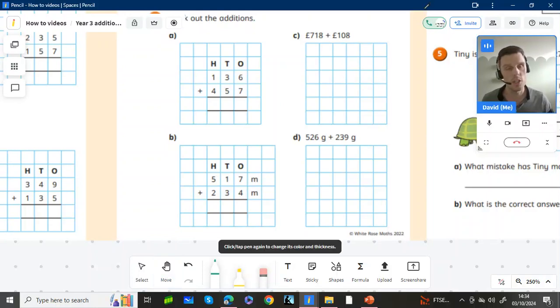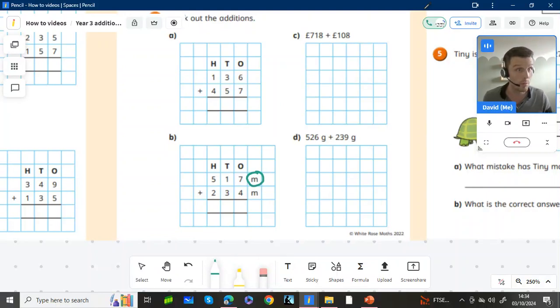Now I'm going to ignore A, I'm going to do B because it has units and I want to show you how we use them. So whenever a question includes units, you always need to write them. Now, if you do it using column addition, there's no reason why you can't write them in beforehand. And if you do it first, you don't have to remember it then afterwards. And then you can focus on the question.